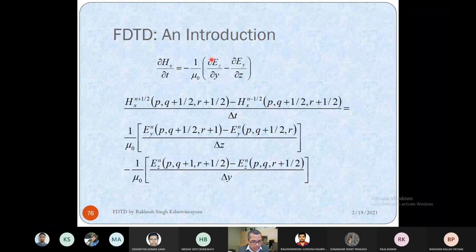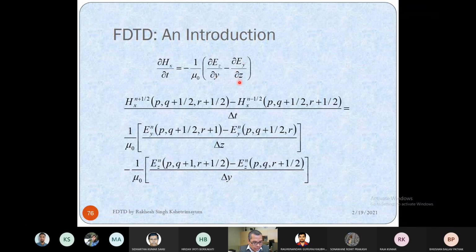So the right hand side, let us look at it. You should be able to write all of this equation on your own. Let's look at ∂Ez/∂y. Ez is at the center of the edges along the z-axis, so the z running index will be a half integer space step, r plus half. And we are doing differentiation with respect to y, so (p, q plus 1) minus (p, q), divided by delta y, gives me ∂Ez/∂y.